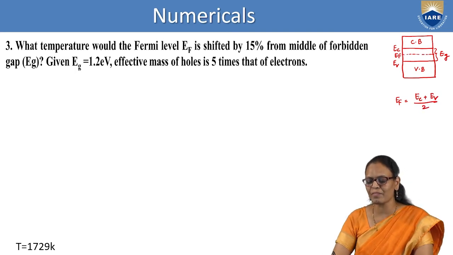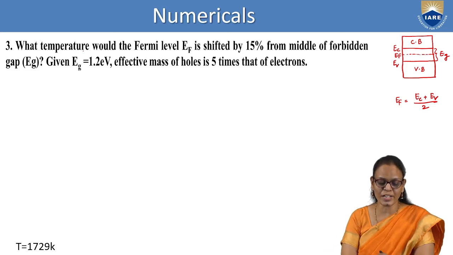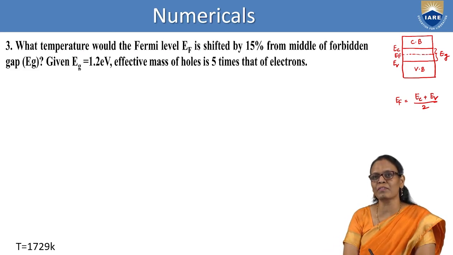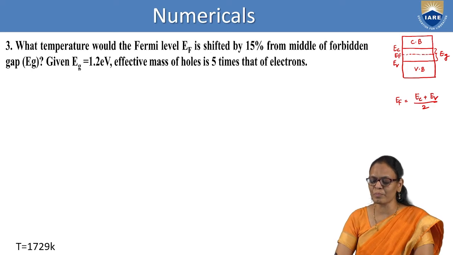This means the Fermi level lies exactly in between the energy gap in the case of an intrinsic semiconductor at 0 Kelvin. Now, what they are asking is: at what temperature would the Fermi level be shifted by 15% from the middle of the gap? When the Fermi level is here at 0 Kelvin and the temperature increases, the Fermi level slightly shifts towards the conduction band. That is the theory behind it.